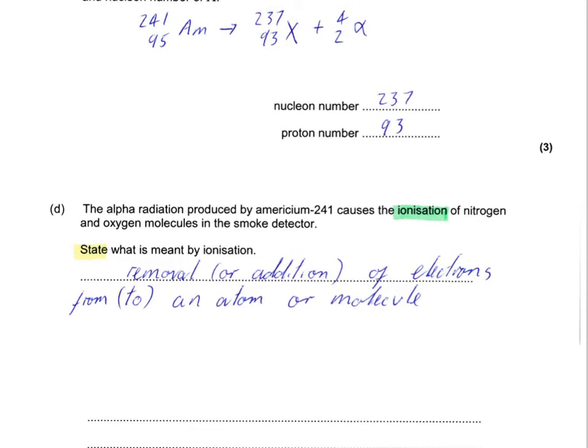The alpha radiation causes ionization of nitrogen and oxygen molecules in the smoke detector, and it's ionization which is detected as part of how the smoke detector might work. Simply state what's meant by ionization. It's the removal, in this case, of electrons from either an atom or a molecule. More generally, it's the removal or addition of electrons from or to an atom or molecule.